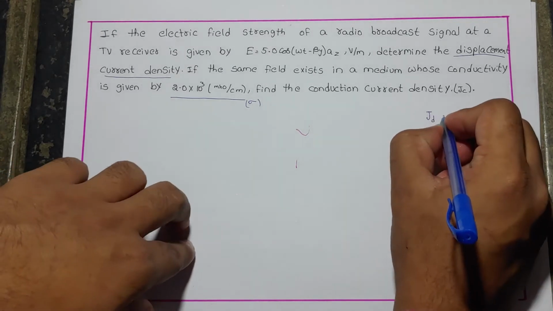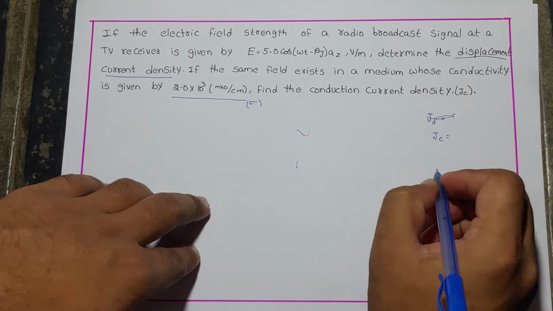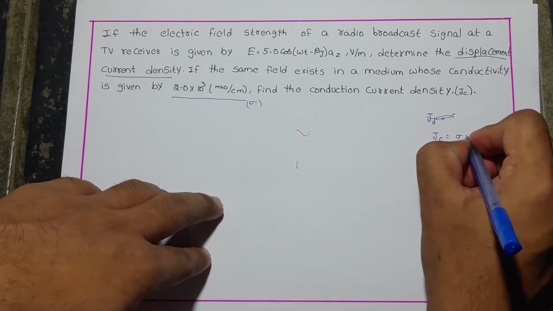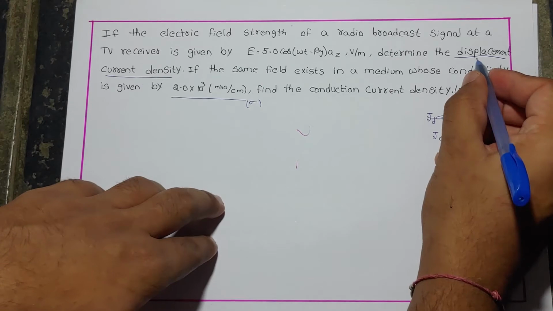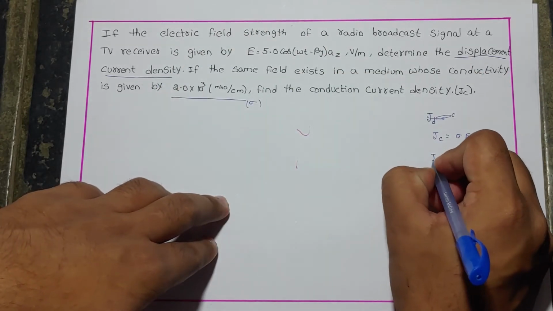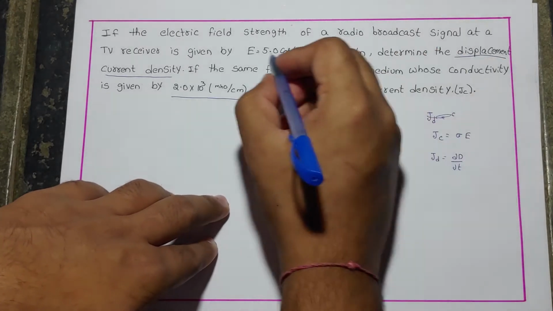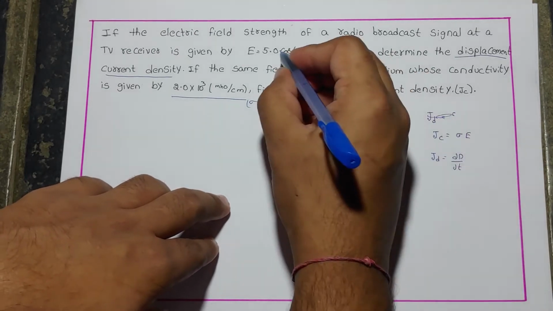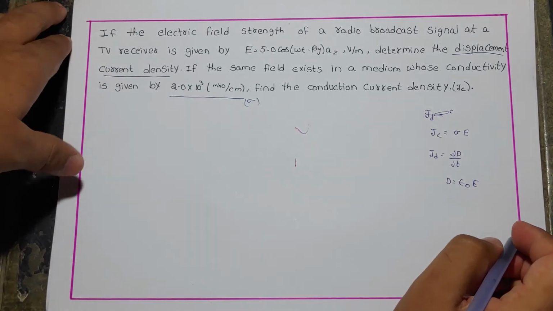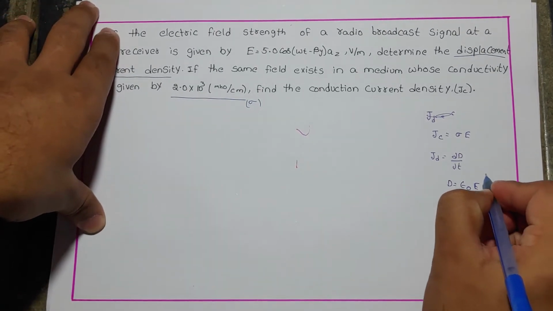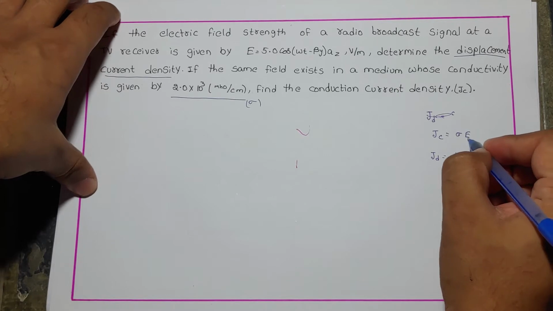We know that we have to find JC. JC is equal to sigma E. Here it is given sigma and E, and we are asked to find displacement current density, which is JD. JD is equal to dou D by dou t. As it is given E, we need to find D from E. We know that D is equal to epsilon naught times E. So here is our process. First we need to find D, then we need to find JD, and then JC from these terms.